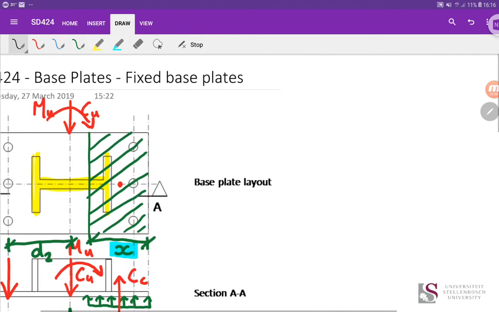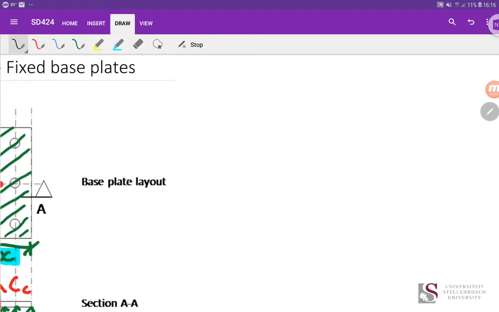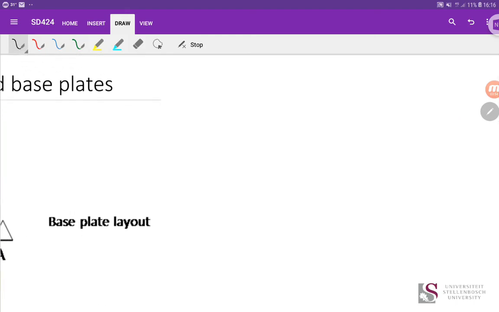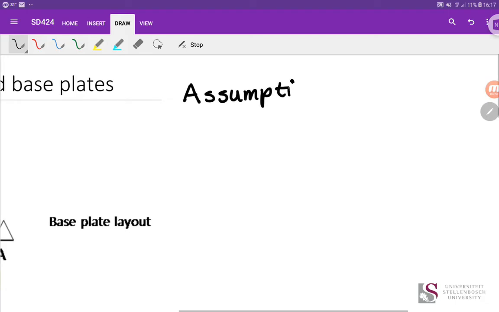So I'm going to start carrying out the equations on the side, and the first important thing is just to list what are our assumptions. So here are assumptions, because everything we do will be based upon these. I'm just going to now write them all out.